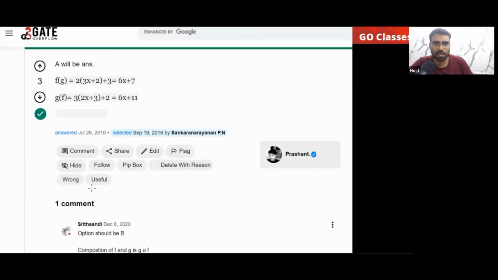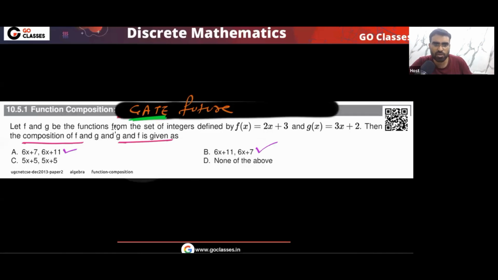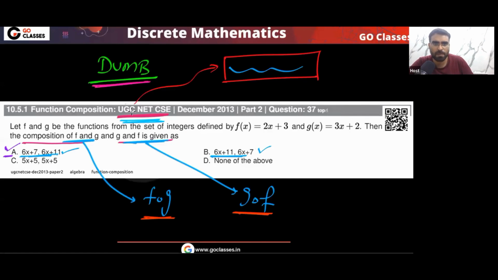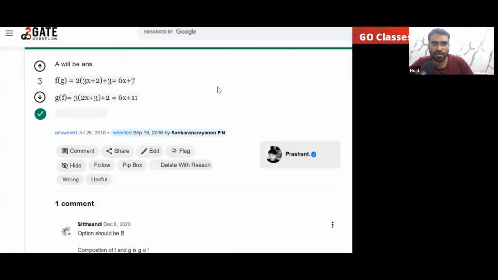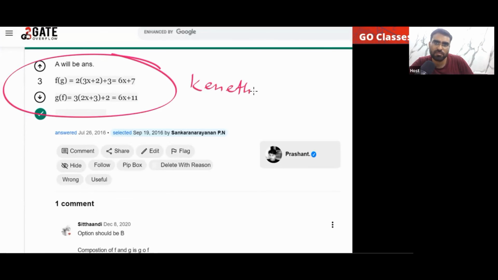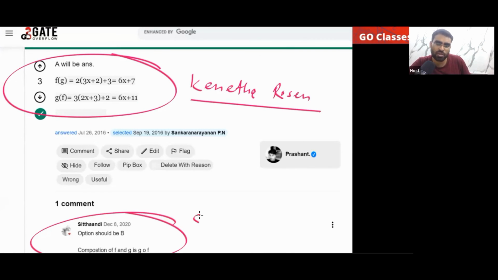Now you can easily see under this UGC NET question, if you see the answer on GATE Overflow, you can see this answer is according to Kenneth Rosen, and this answer is according to the Stanford article. So that is the beauty of dumb questions. Is this clear?